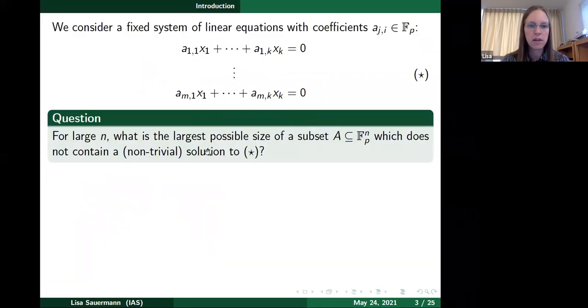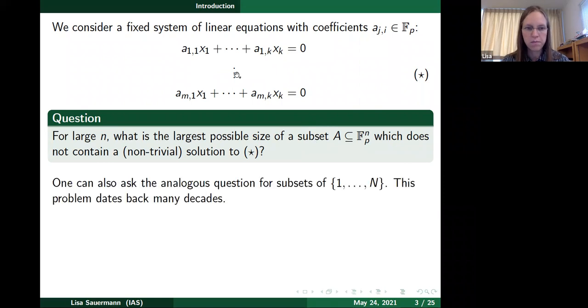So here's again our system and the question: we're wondering about the largest possible size of some subset A of F_p^n without a non-trivial solution to the system star here. Here we are asking a characteristic p question. We have coefficients in F_p and want to solve it in F_p^n, but one can also ask the analogous question where the coefficients are fixed integers and we want to solve it in a subset of 1 to n. That problem, the analogous problem in characteristic 0, is a very old problem which dates back many decades.